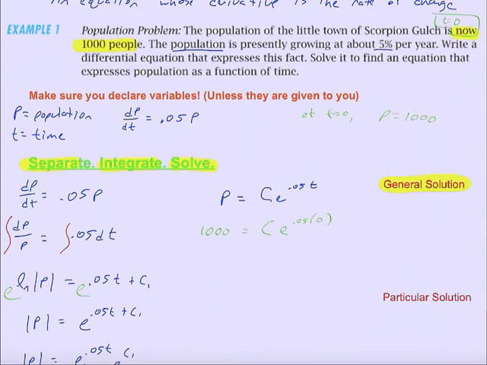And if we plug in a specific t and P ordered pair, we can then find that constant. In this case, it's an easy example because e to the 0.05 times 0 is just 1. And so we get that 1,000 equals C. So this constant right here is equal to 1,000. And so we can write that down. P equals 1,000 e to the 0.05t. And this is what we call the particular solution, where we've actually solved to find the constant. That's C.